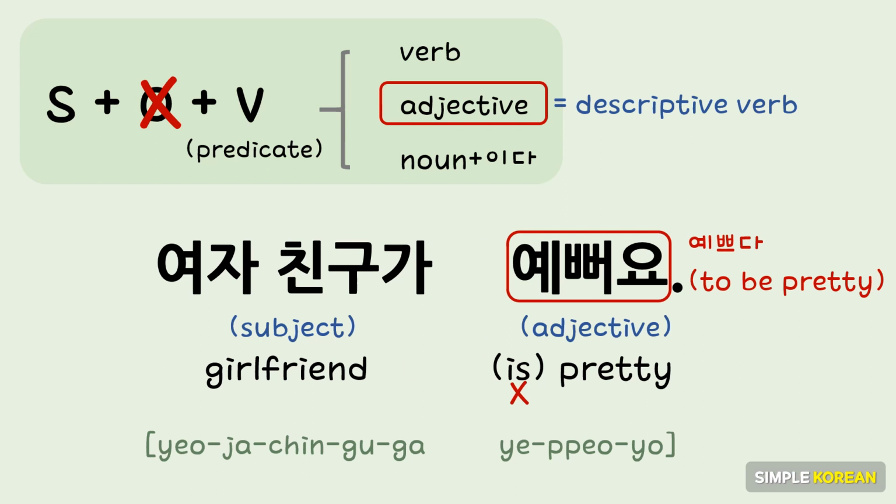여자친구가 예뻐요. My girlfriend is pretty. In English, adjective pretty cannot be the predicate alone. So it needs the be verb. Is pretty. But in Korean, adjectives can serve as predicates in a sentence without be verb.